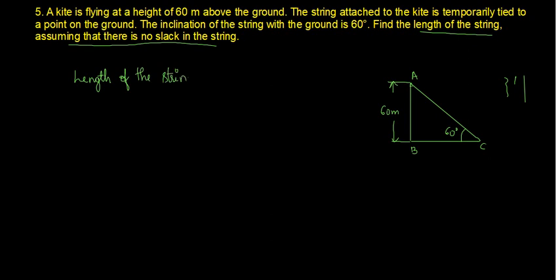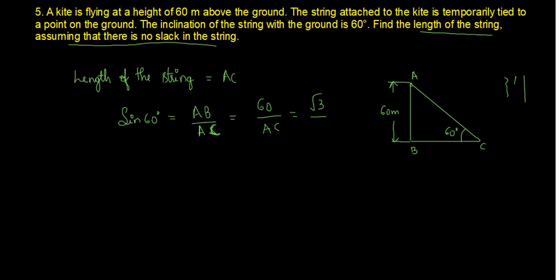is equal to AC, and we know that we have opposite side 60 meter and an angle 60°. The one which connects this opposite side and hypotenuse is nothing but sine. So I'll write sine 60 in this case. Sine 60° is equal to AB divided by AC. So AB we know it as 60 meter, and AC is unknown, which we need to find. And sine 60 is root 3 by 2.